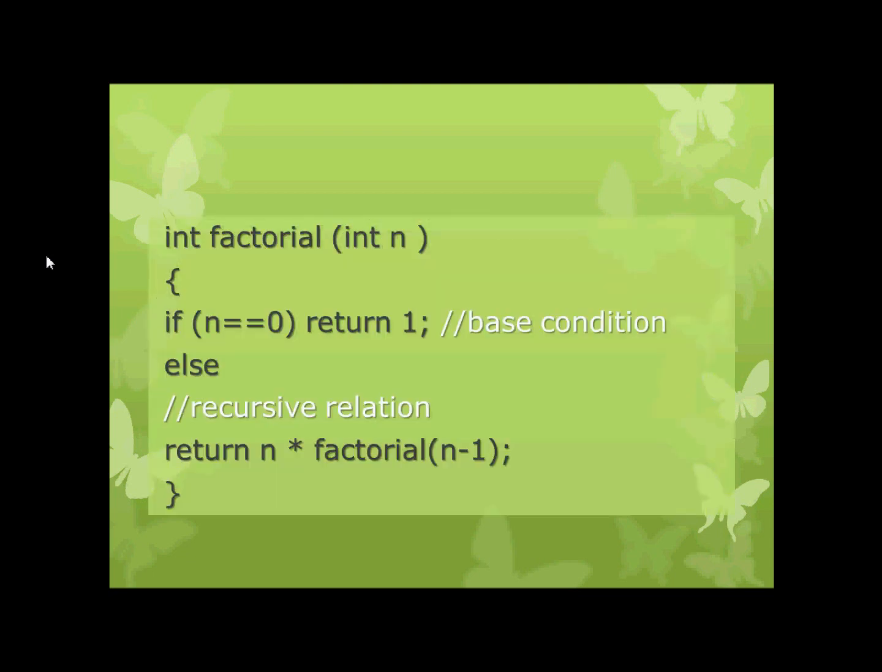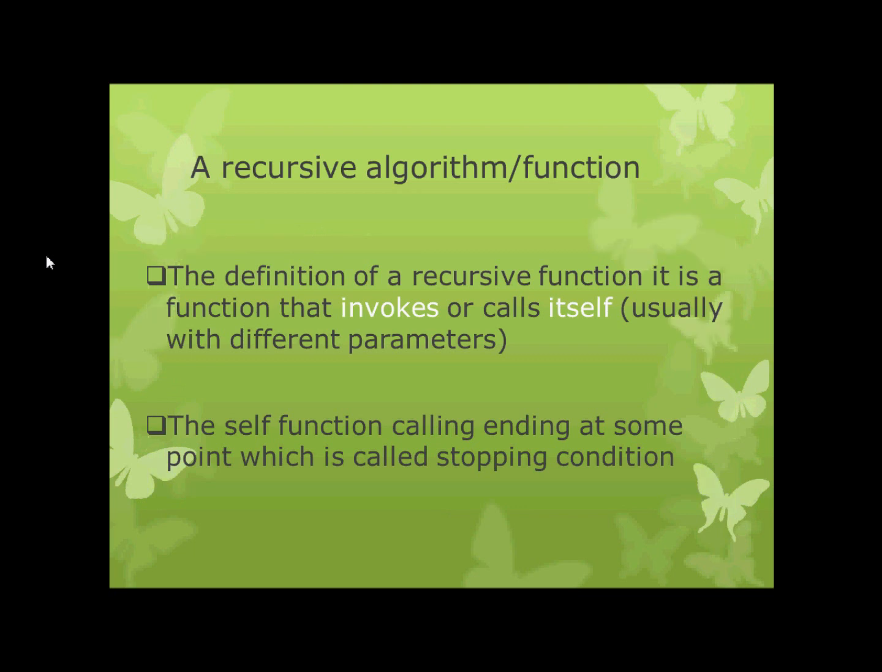The algorithm or function, written in standard C or standard Java, will look like this. It's a function called factorial. It has a single integer parameter n, and first of all it checks if this is the stopping condition or not. If it's not the stopping condition, we just use the recursive relation. If it's the stopping condition, we just return the final value, which is 1. So how do we define a recursive function? The recursive function invokes itself, or calls itself from one or more points in its body.